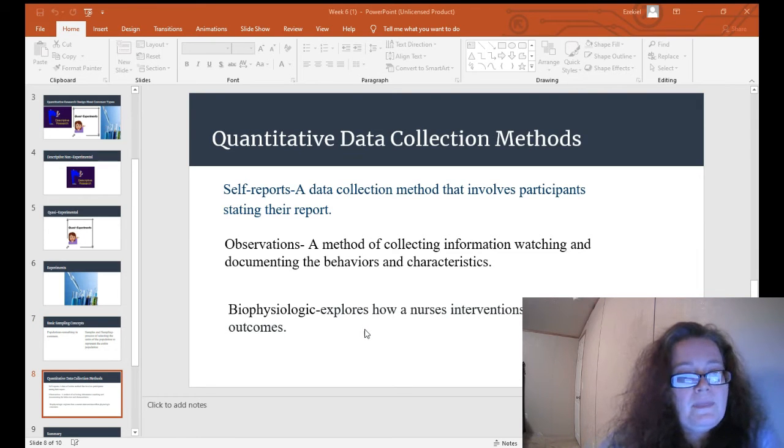Okay, the collection methods. There's one that's called self-reports, and that's basically like they're doing a survey or they have an interview, and that's part of the study. The observation, which is just a method of the study, is watching the participants and documenting their behaviors and their characteristics that go along with that study. And then the biophysiologic for nurses, this explores how nurses' interventions affect physiological outcomes.